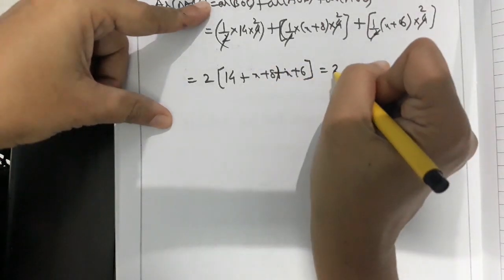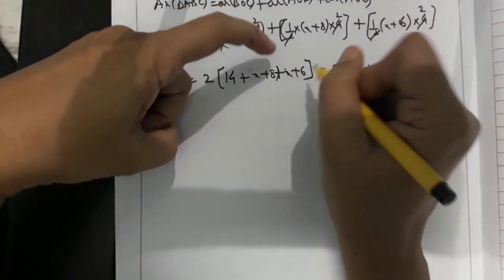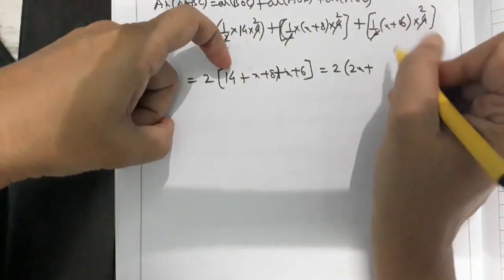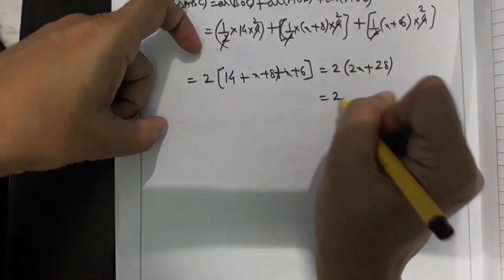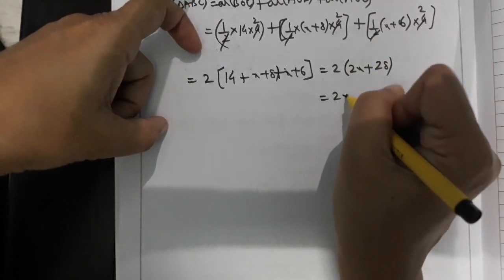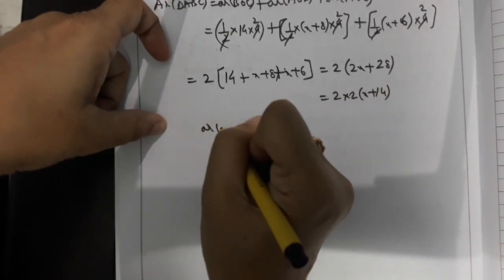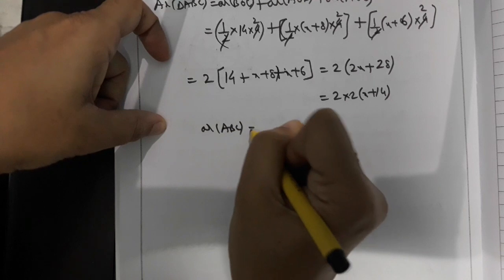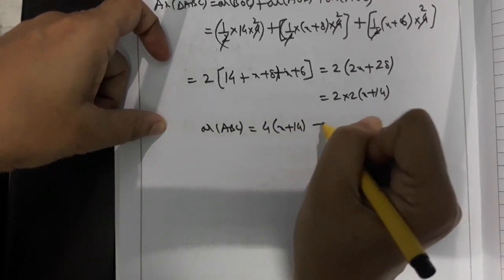On simplification, this gives us 2 into x plus x is 2x, plus 6 plus 8 is 14, plus 14 is 28. From here also we can take out 2 common. So this becomes x plus 14. So area of triangle ABC comes out to be 4 into x plus 14, and let this be equation number 2.